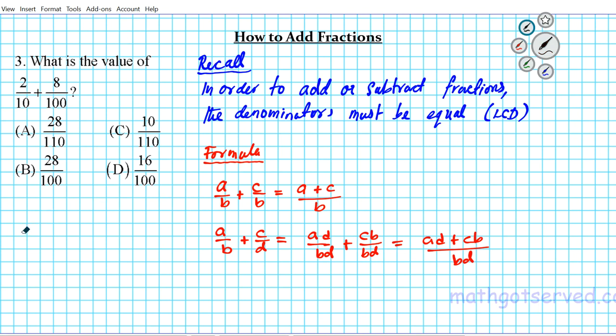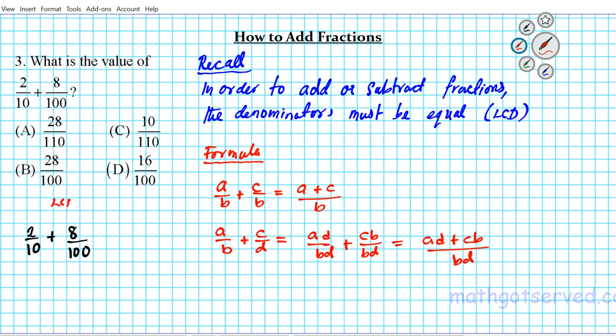We want to find out what is 2 over 10 plus 8 over 100. You can't just add the top and the bottom. You get 10 over 110, which is wrong. The denominators must be identical first, all right? So how do we make the denominators identical? Well, we have to find the LCD of 10 and 100. What is the smallest number that 10 and 100 can go into evenly?